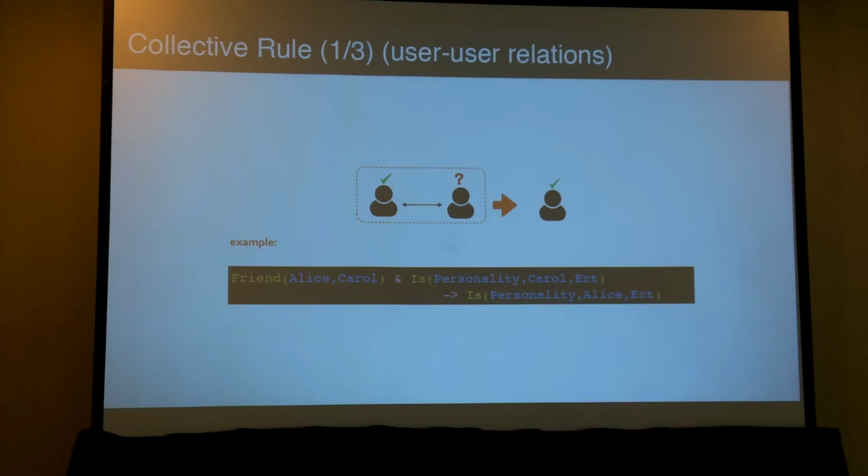So here's an example. If, for example, Alice and Carol are friends with each other, and we know that Carol is extrovert, then we can infer that Alice is also extrovert.